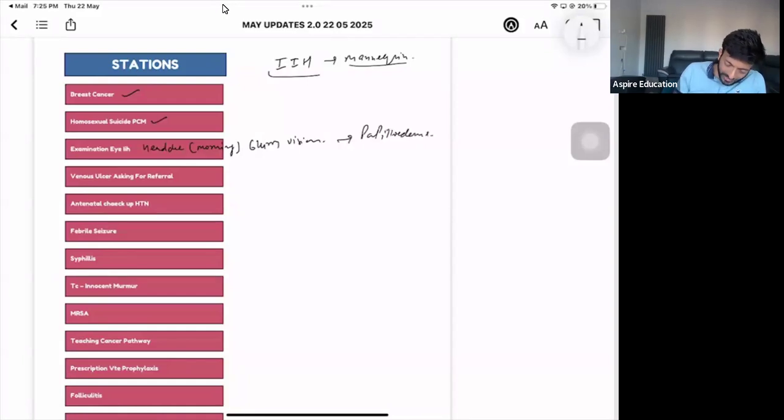Okay. It is also asking for a referral as well. So the referral criteria will be given to you in the questions in the cubicle itself. This patient is doing a job which is a long-standing job.